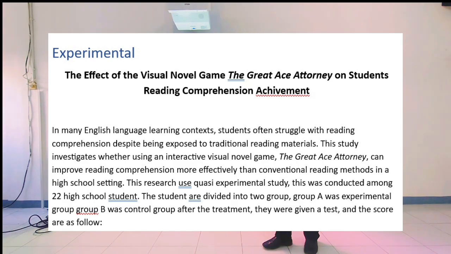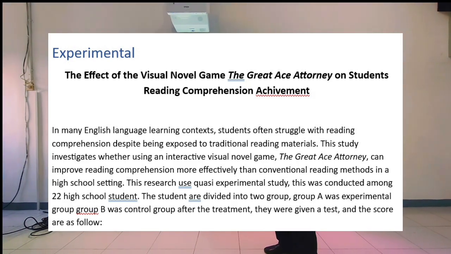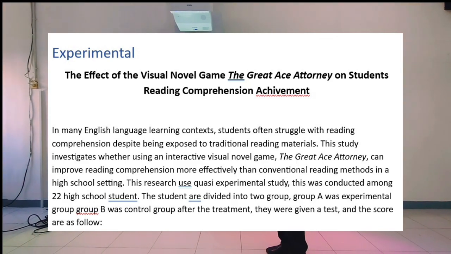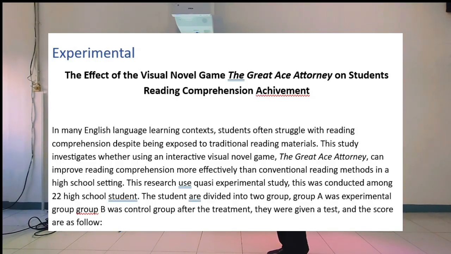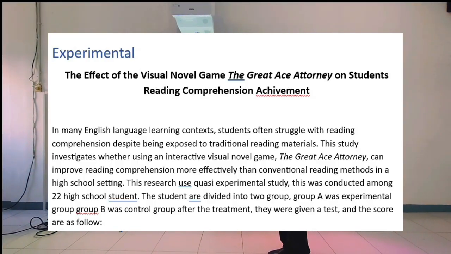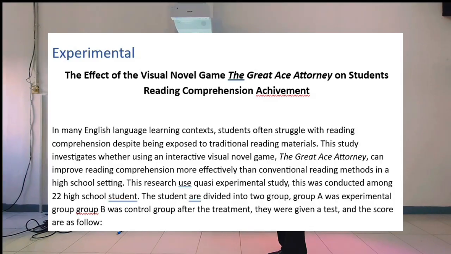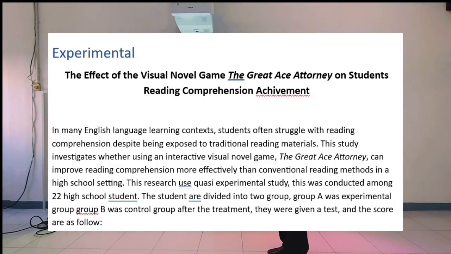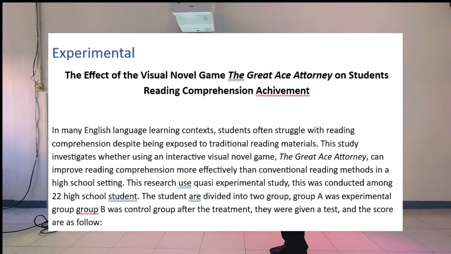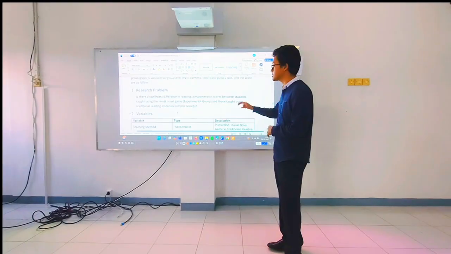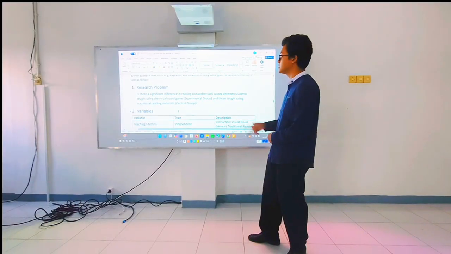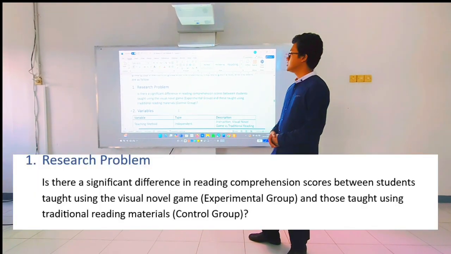In the high school setting, the research used a quasi-experimental study. This was conducted among 22 high school students. The students are divided into two equal groups. Group A is 11 students, the experimental group, and Group B was the control group, also 11 students. They took pre-tests and post-tests, and the scores are as follows.